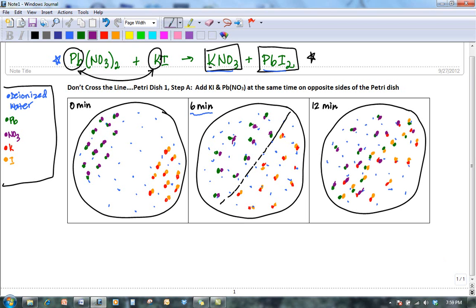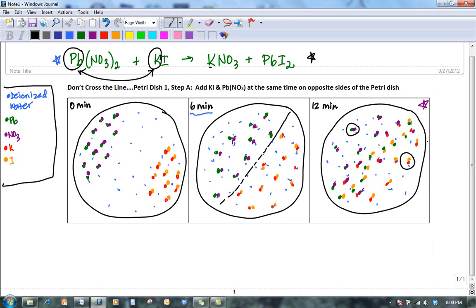So what I did when I paused this is that I took the liberty of going ahead to draw in what actually happened here in our 12-minute Petri dish. So over here you can see that we still have some of our original green and purple. We have our lead nitrate over on this side of the Petri dish, and over on this side we still have some of our original potassium iodide, the red and the orange. But if you take a look in the center, we saw the switch, and I'm just going to erase some of these boxes and other markings so that I can make this a little bit easier for you to see.